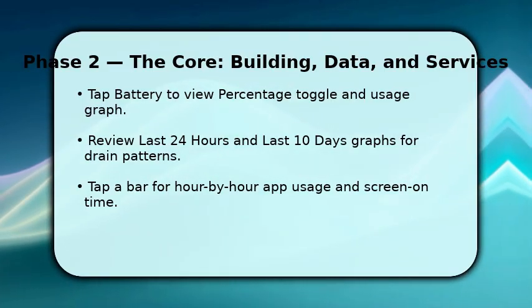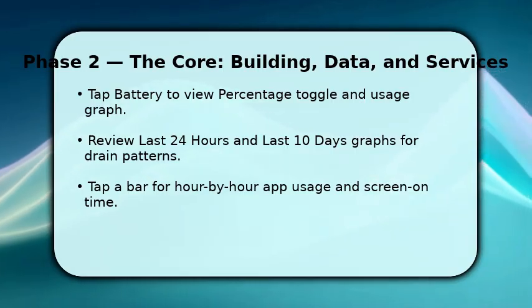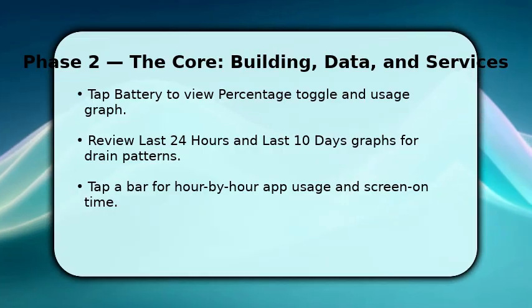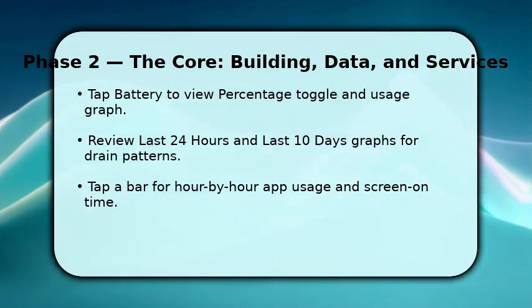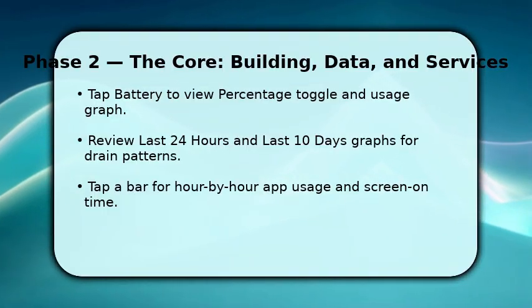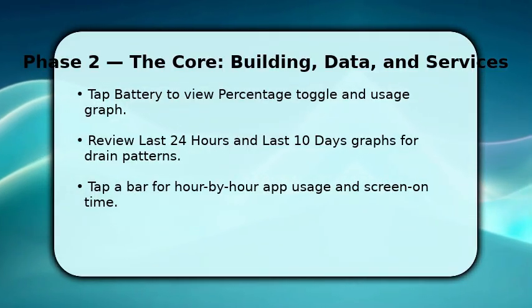Reveal causes over time. Tap any activity bar to reveal which apps use the most power and how much screen-on time each consumed. This tells you why battery fell off. Armed with that, you can target apps or settings that need attention.